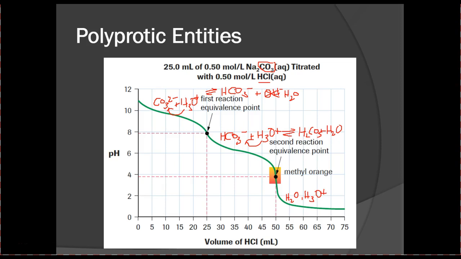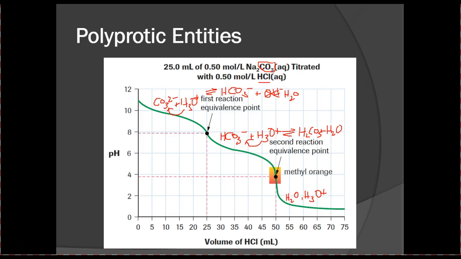So that last drop means we react the last little tiny bit of the hydrogen carbonate ions, and any of the hydronium ions left over become part of that solution, and that's why we get that massive drop in pH.